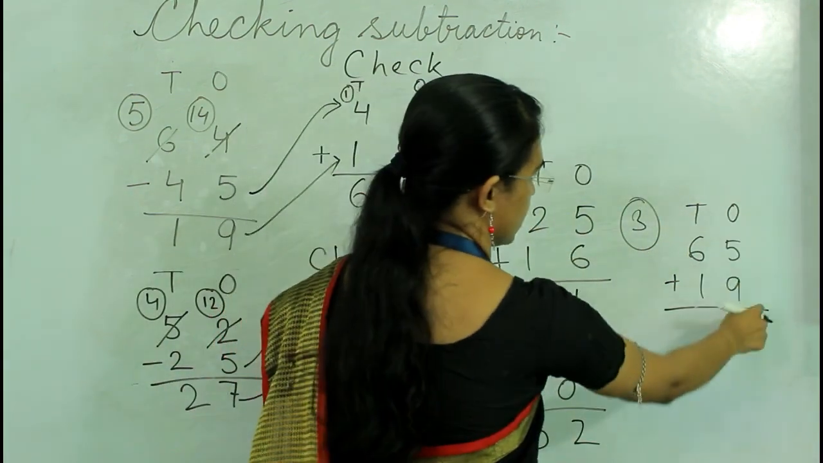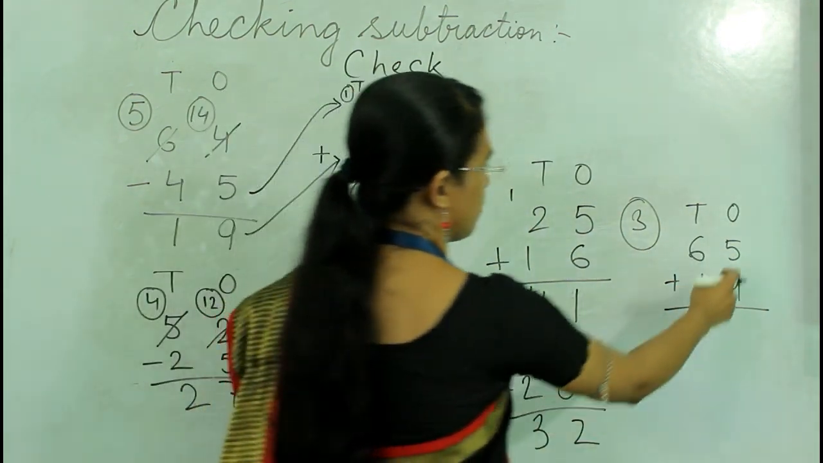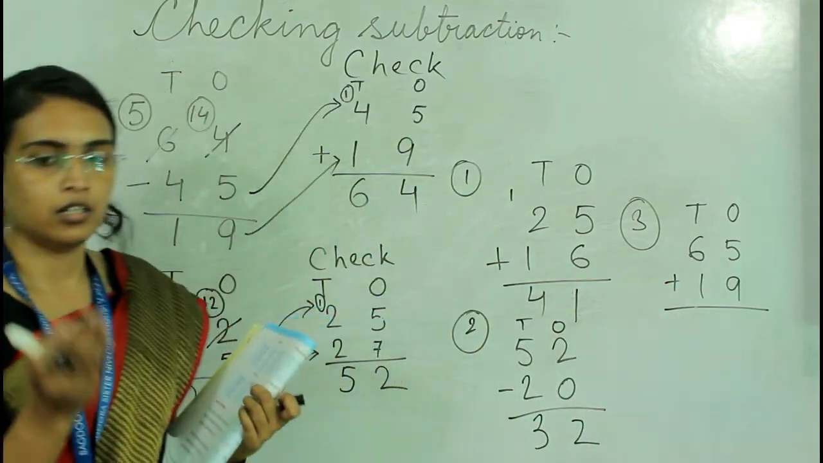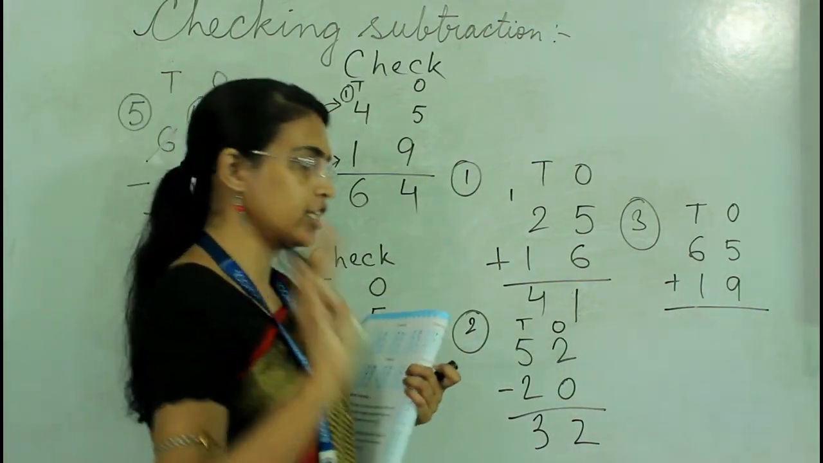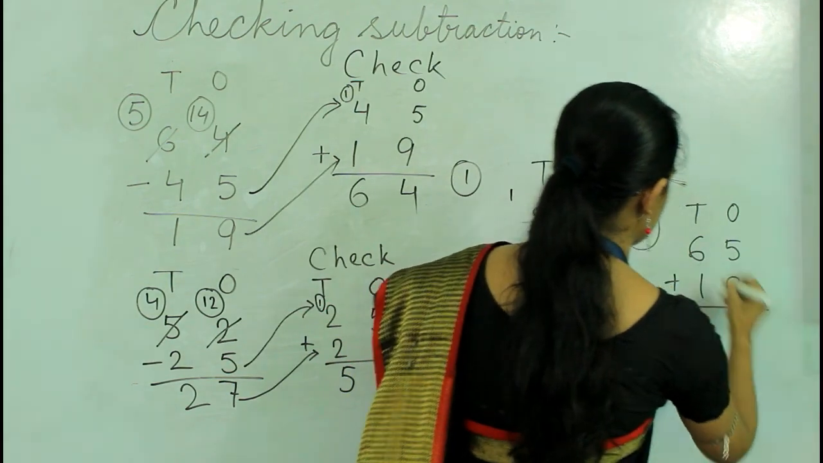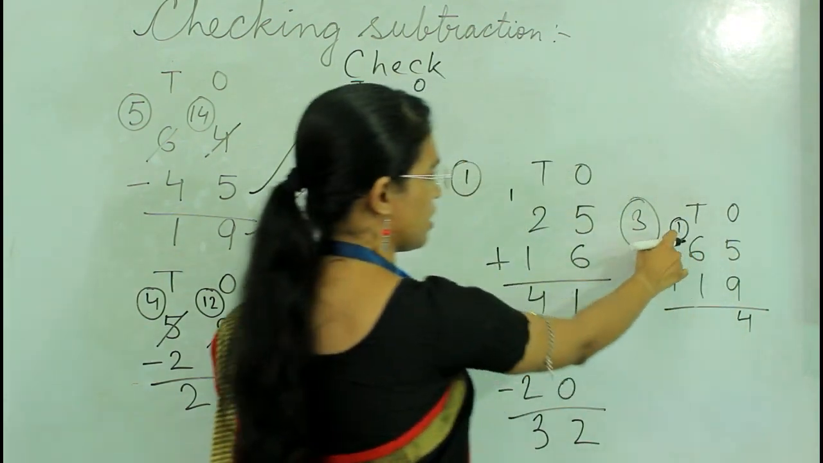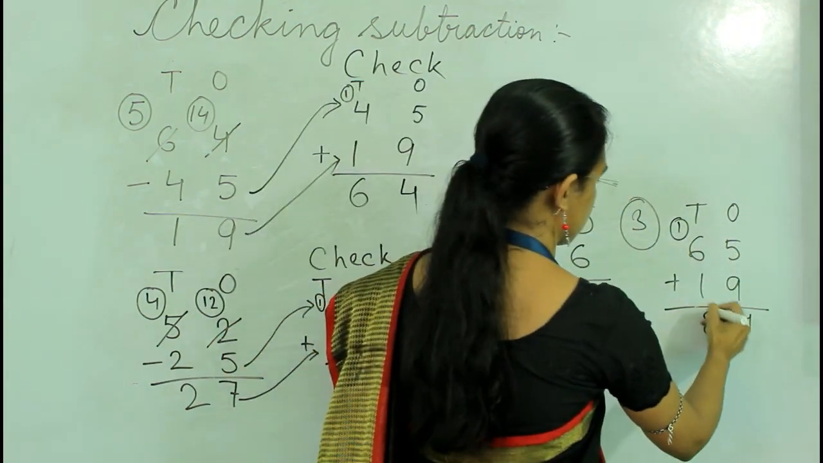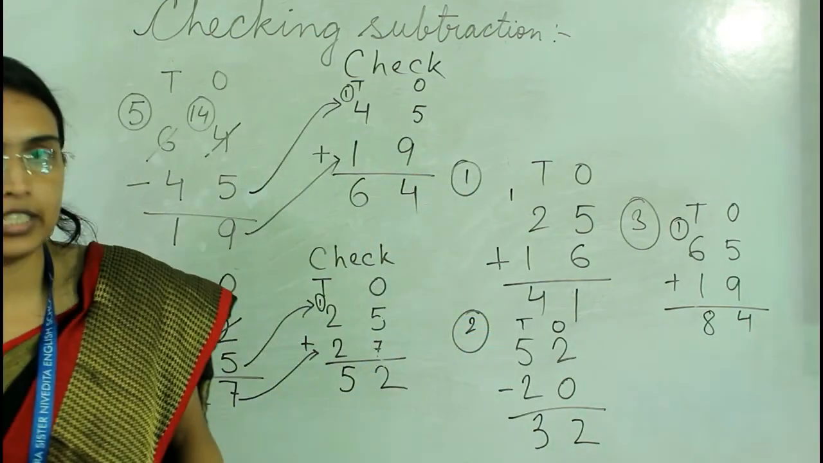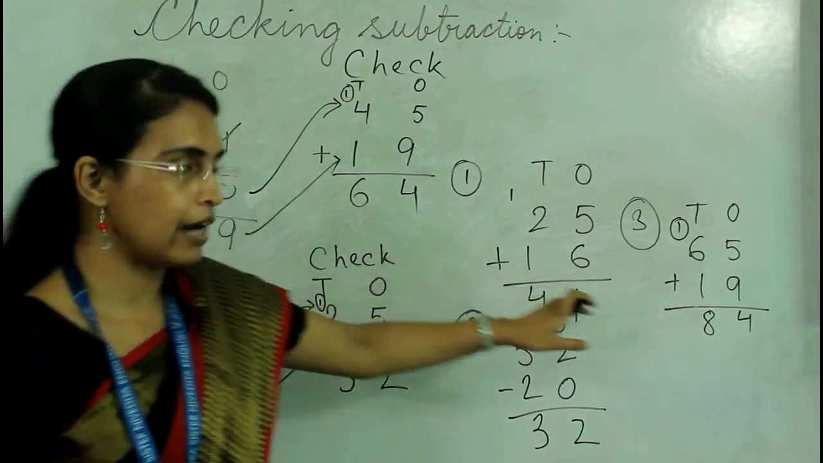Now here, first check the ones: 5 plus 9. After 9: 10, 11, 12, 13, 14. 4. Right, here 4, carry 1. 6 plus 1 is 7, 7 plus 1 is 8. So the answer is 84. So in this way you have to solve this.